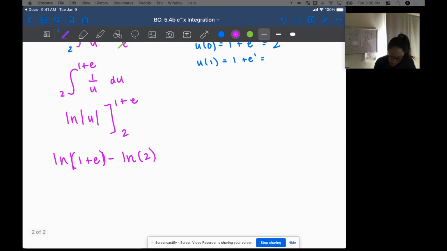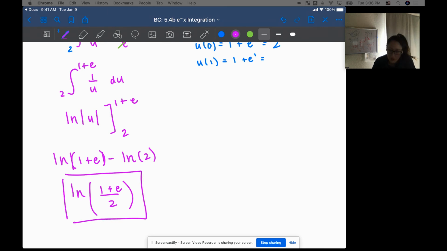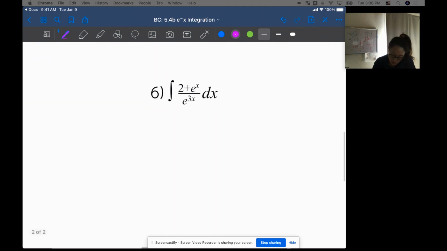So then I remember that when you subtract logarithms, you can apply the quotient property. So I have the ln of (1 plus e) over 2 as my answer. It's not the nicest number, but it's a number. Okay. All right. So one more.